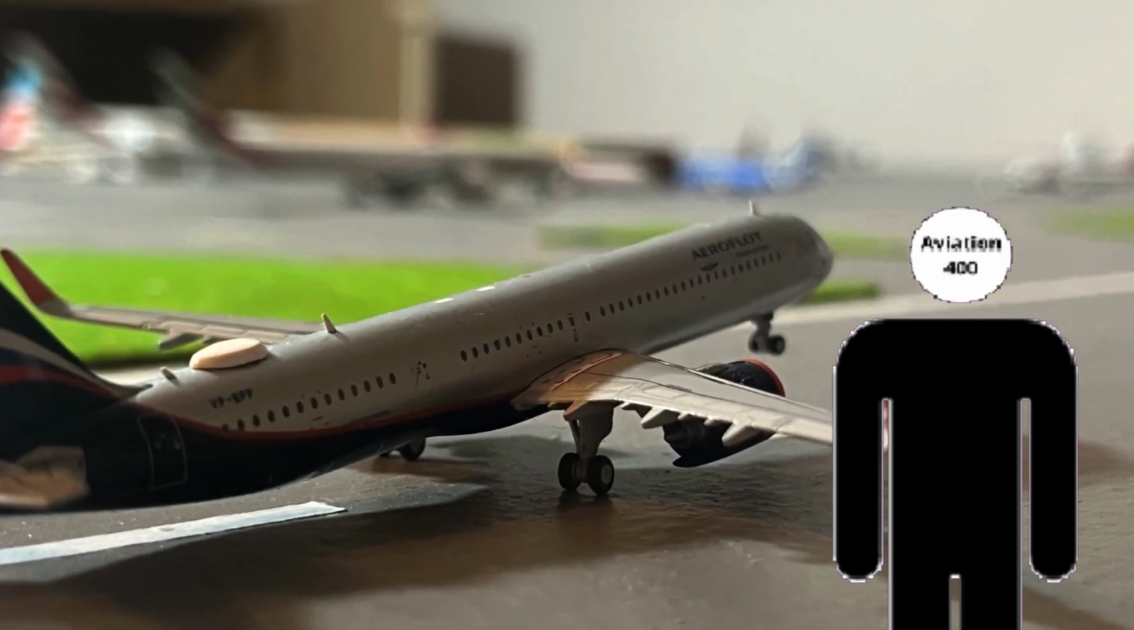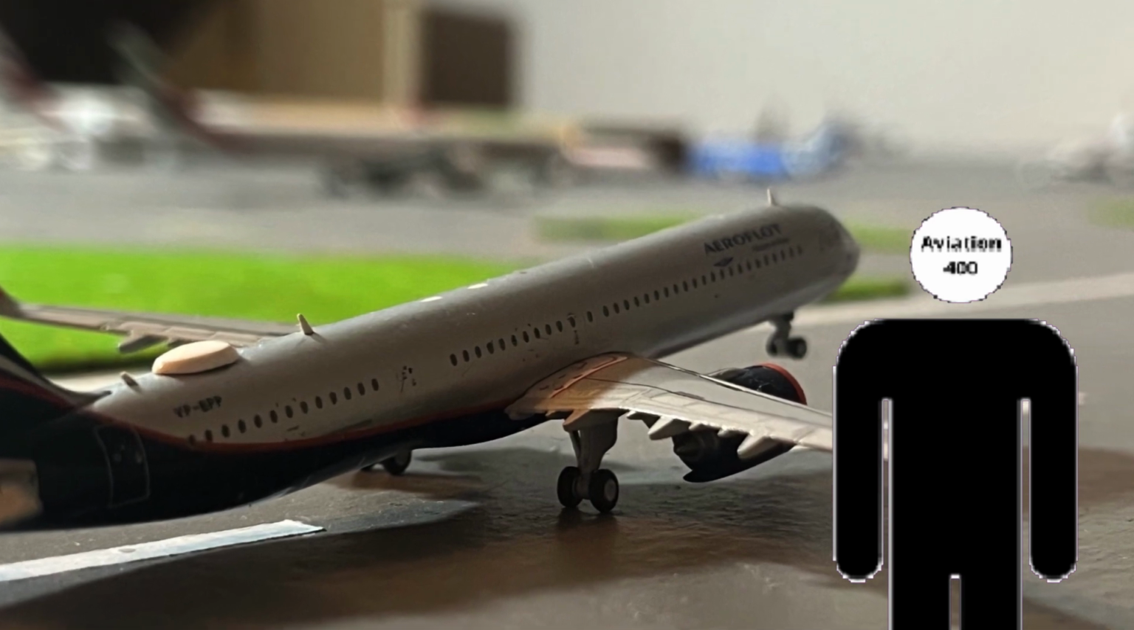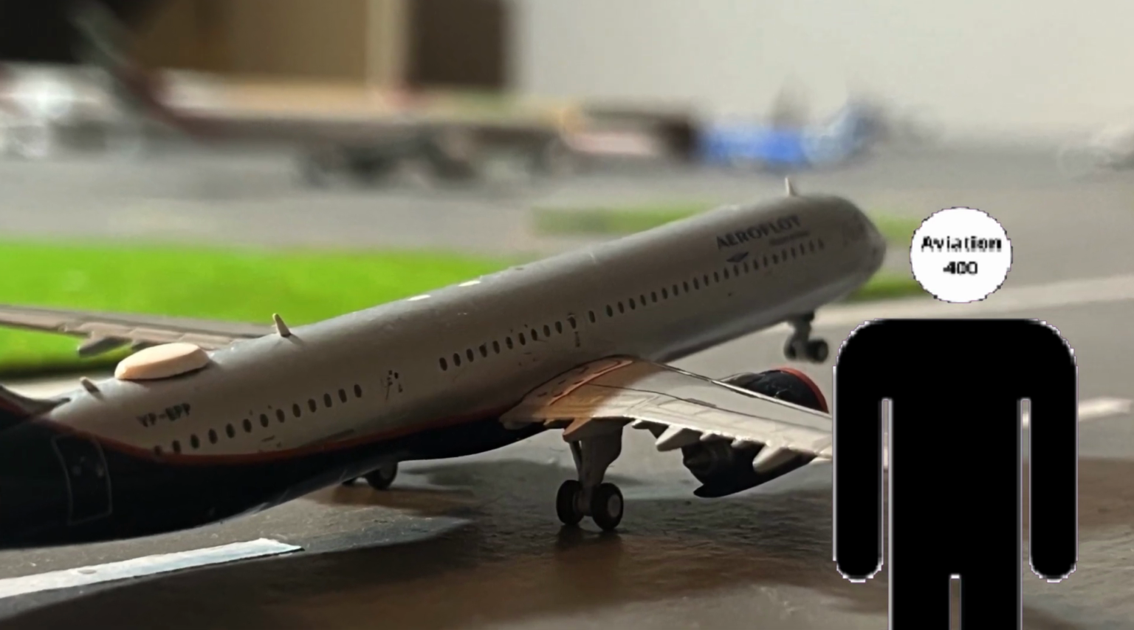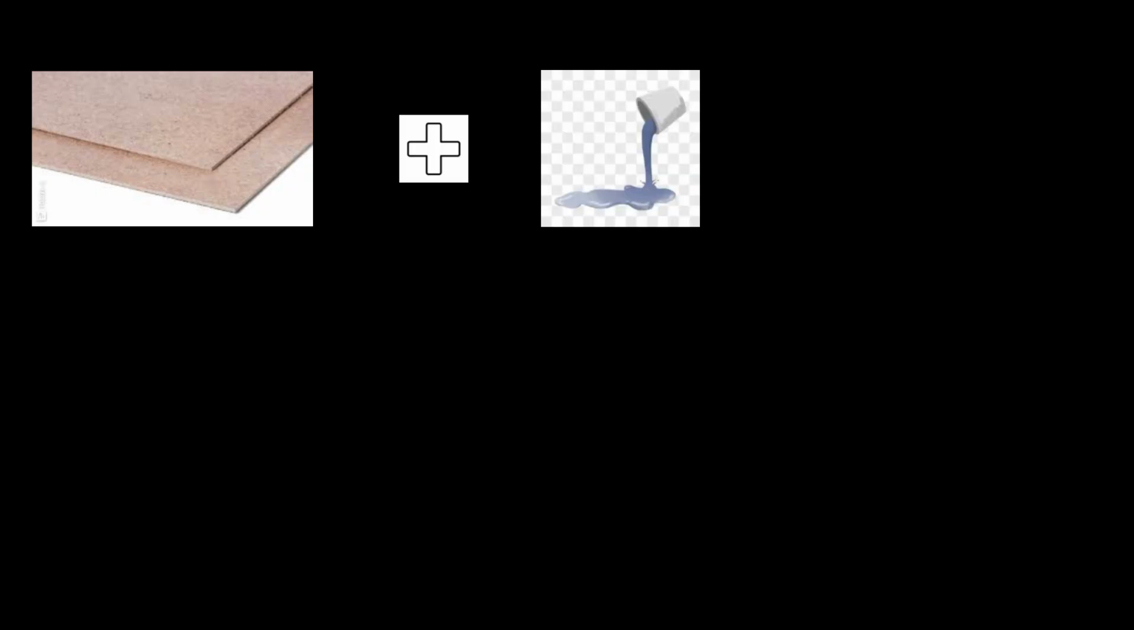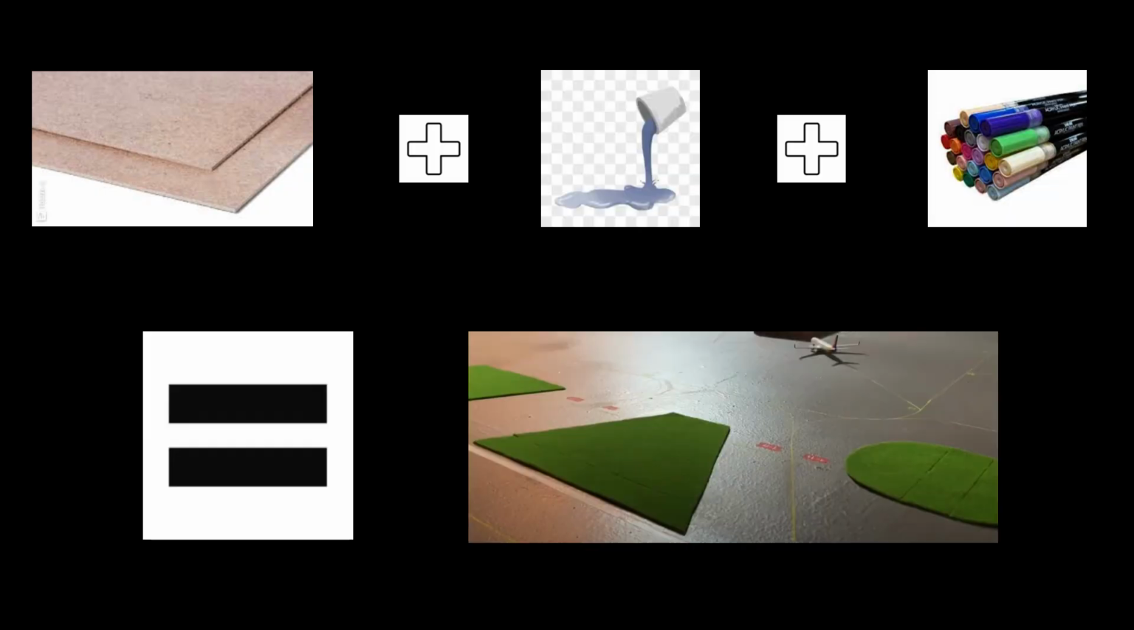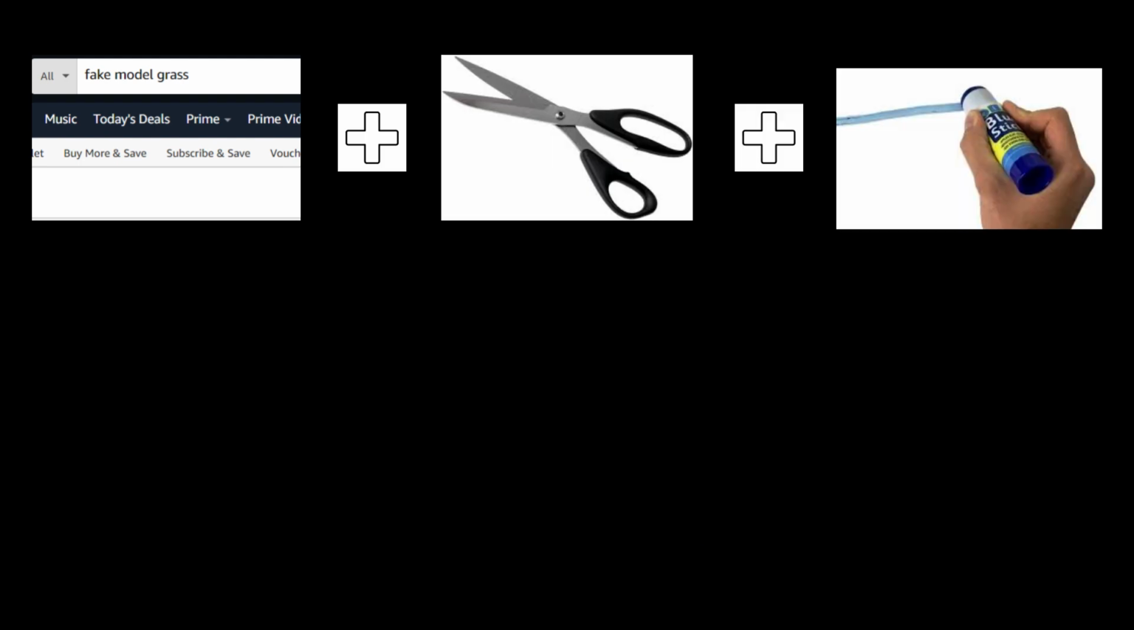Now, a couple of questions to do with the airport itself. Number 1, where did I get it? Well, I made it myself. I just got a thin board, painted it grey, got some paint pens and drew in all the lines. And number 2, how did I add the grass? Well, I went on Amazon, found the cheapest fake grass, cut it up and glued it down.